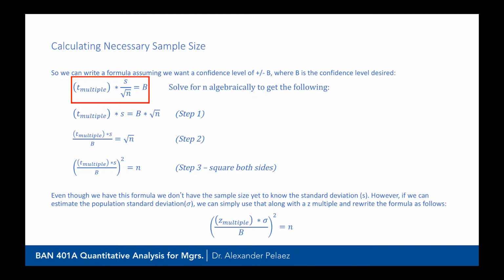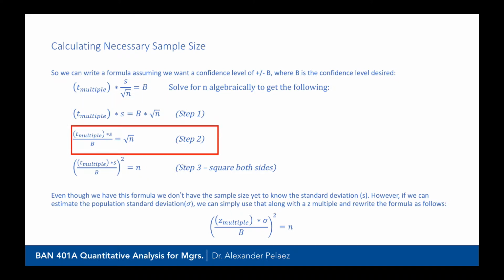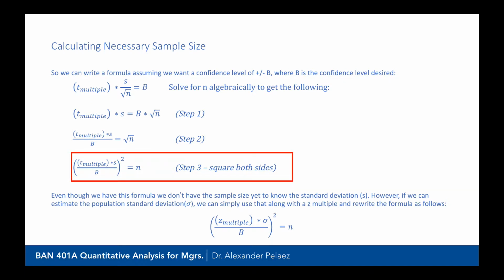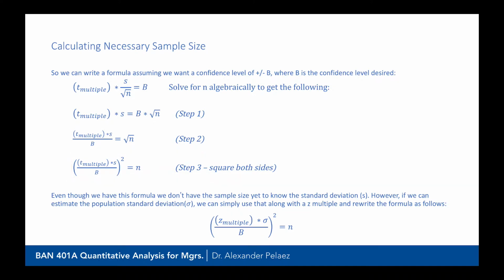Solving algebraically, we could do the following. We could change this to the t multiple times the sample standard deviation is equal to b times the square root of n. Further, divide both sides by b, and we end up with the square root of n is equal to the t multiple times sample standard deviation all over b. We can remove the square root by squaring both sides, and we end up with the following. N equals the t multiple times sample standard deviation over b, and take that whole quantity squared.